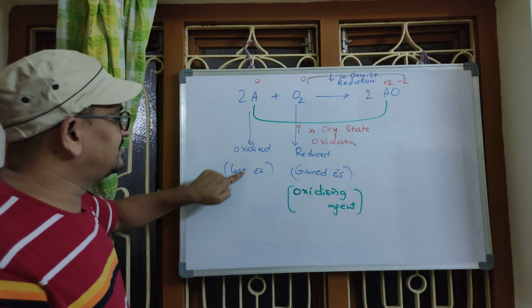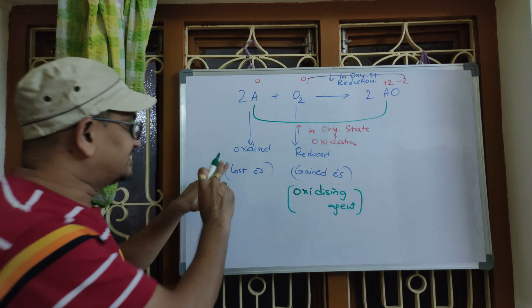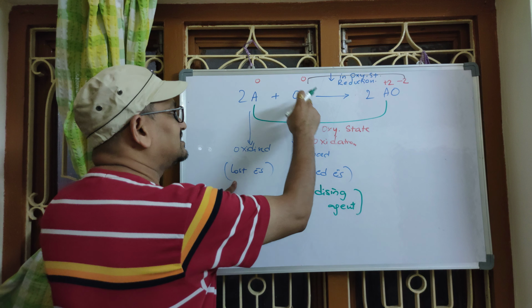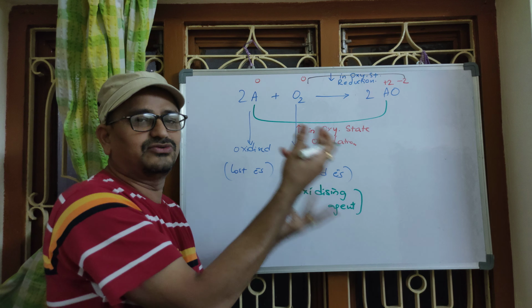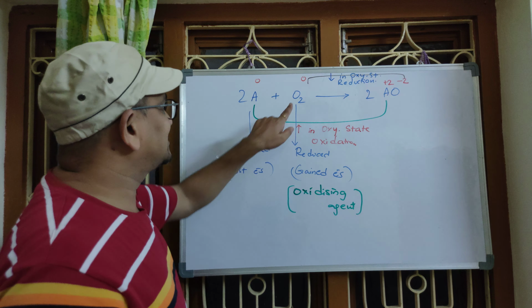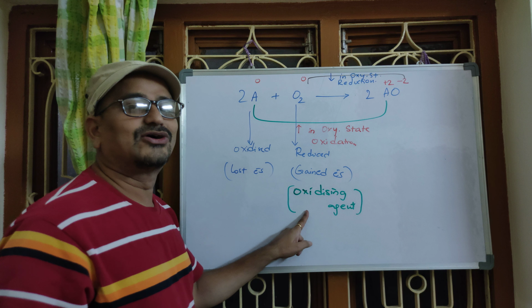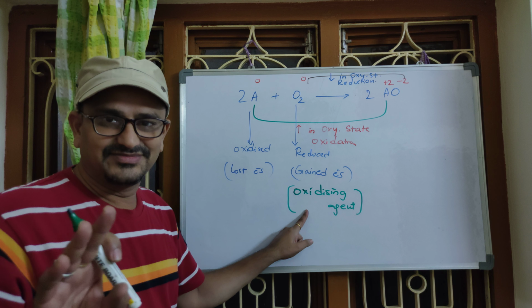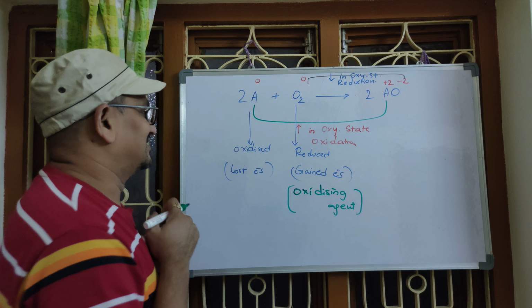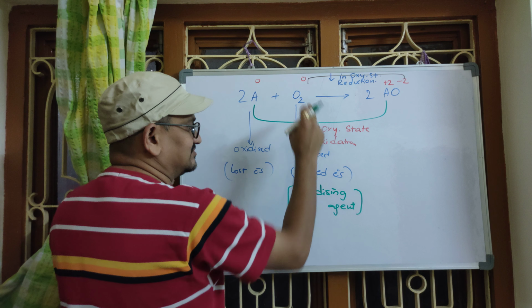This is a very, very important area. A is oxidized because it had lost electrons. For this loss, who is responsible? Oxygen, because that is taking the electrons. Otherwise, to whom would it give them? As O₂ is responsible for this oxidation, O₂ is called the oxidizing agent. Is that clear?